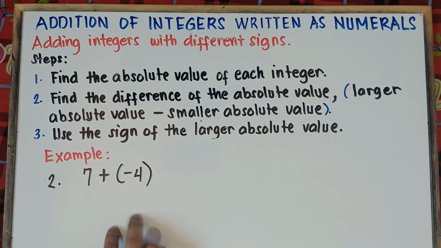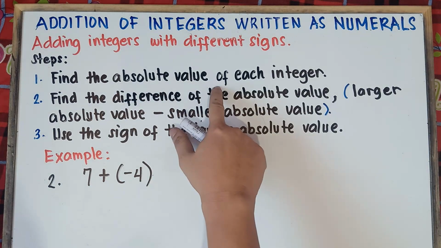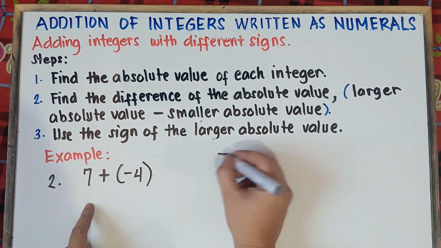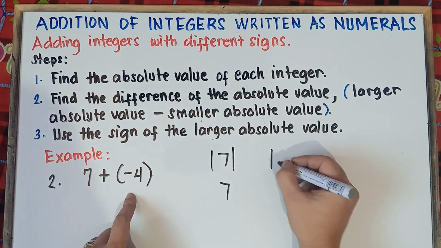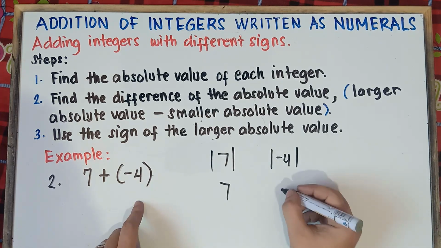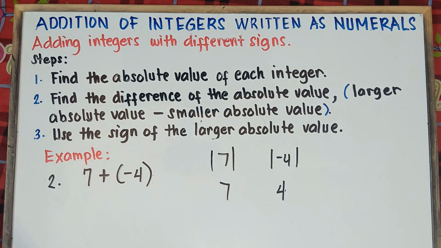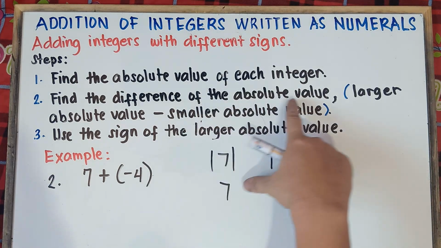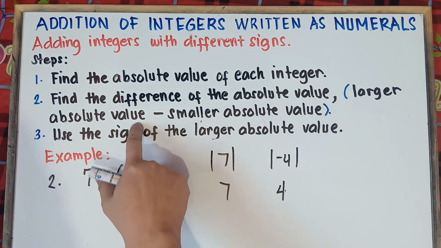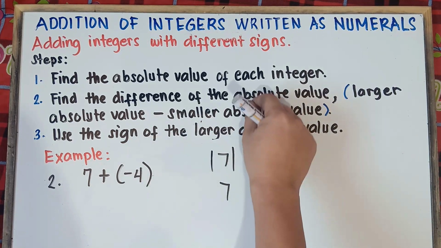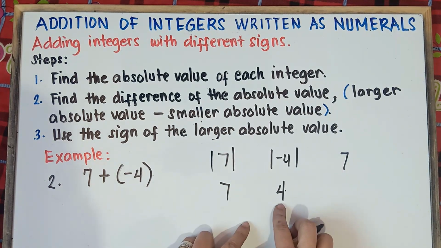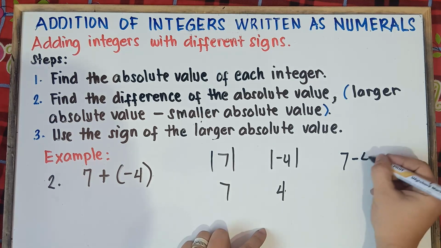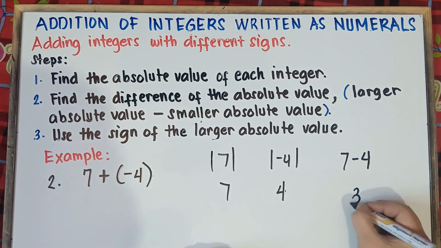Now for number 2, class, let's apply the following steps. Step 1, find the absolute value of each number. The absolute value of positive 7, of course, is 7. And the absolute value of negative 4 would be positive 4. And then step 2, find the difference of the absolute values. That would be the larger absolute value minus the smaller absolute value. So 7 minus 4, of course, would be 3, right?